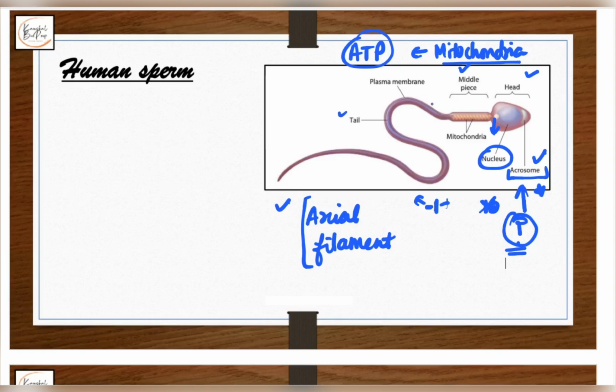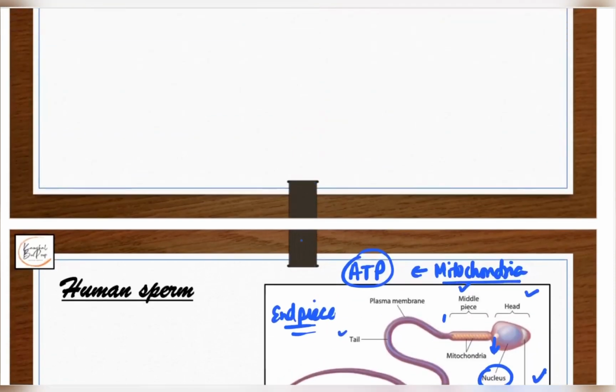So this is the structure, and the tail part, which comes after the middle piece, is also sometimes called the end piece. What do you call it? End piece. Okay, so head has nucleus and acrosome, then you have centriole, then you have middle piece, and then finally you have the tail, and tail waggling is required for the swimming action of the sperm. Now, if you see the whole process, it is called spermatogenesis, right?